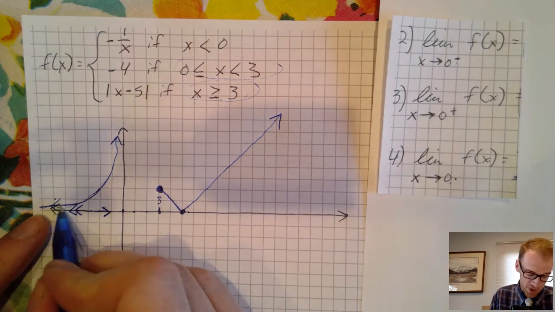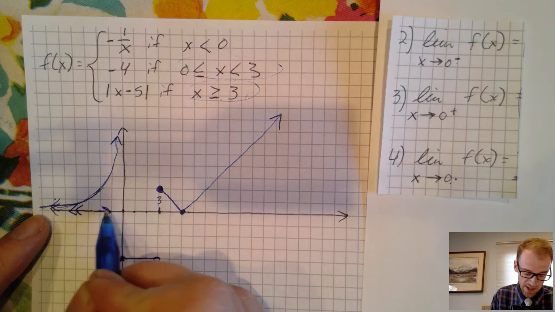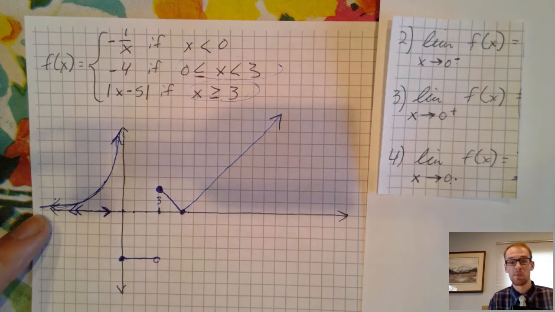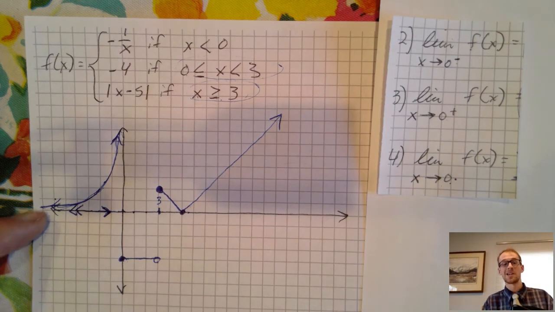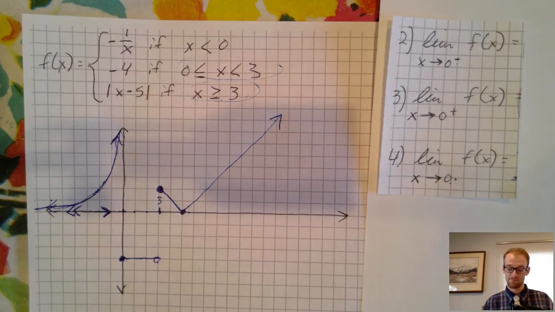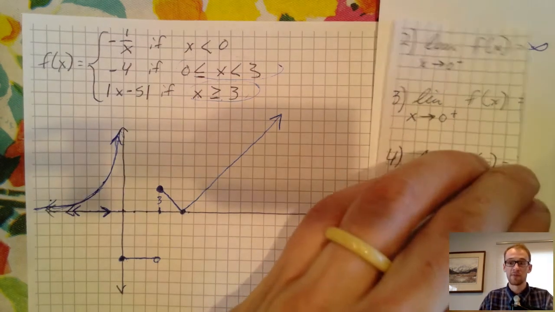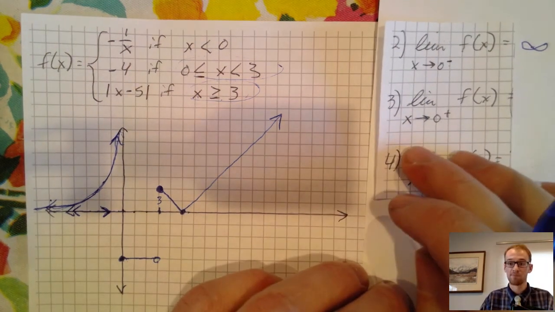So as we approach 0 from the negative side, we're doing this. X is doing this. What's the y value of my function doing? It's skyrocketing up to positive infinity because I have an asymptote there, right? So I can say positive infinity for that one. Okay, oops, stay lined up.